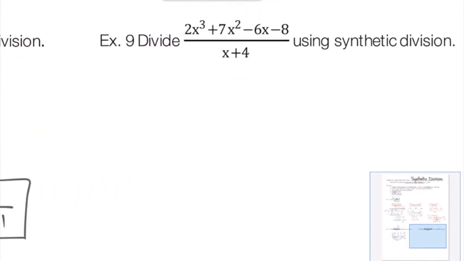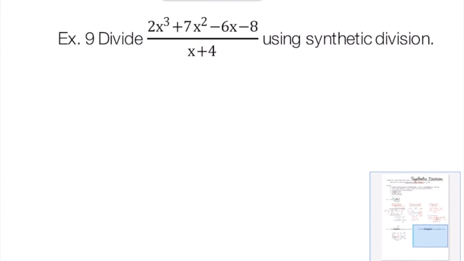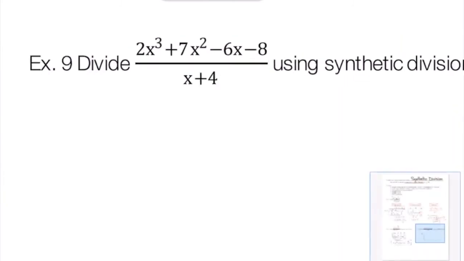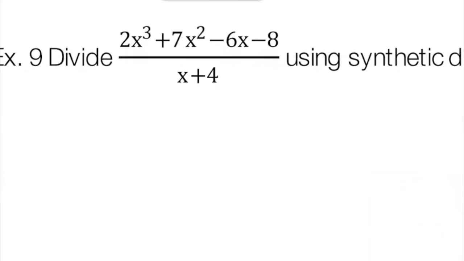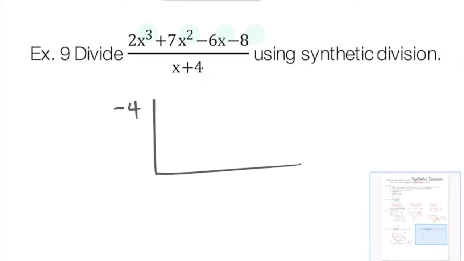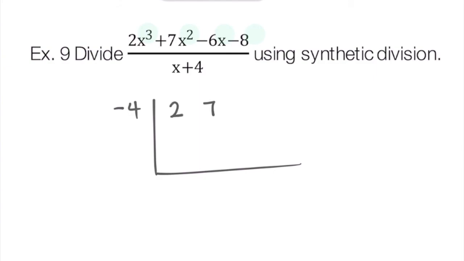All right, and last one, and I again would suggest if you're feeling pretty good about these, to pause the video, try it yourself, and then check your answer. All right, so we need to check and make sure we're not missing any terms. Notice we have a cubed term, a squared term, and a term to the first, and then essentially a term to the 0 power. So we're good there. We don't need to add any like 0 x's. So let's go ahead and fill in our synthetic division box. We're going to put the root on the outside, and we'll fill in the coefficients on the inside. So we have a 2, a 7, a -6, and a -8.